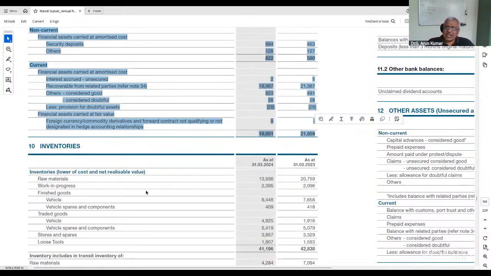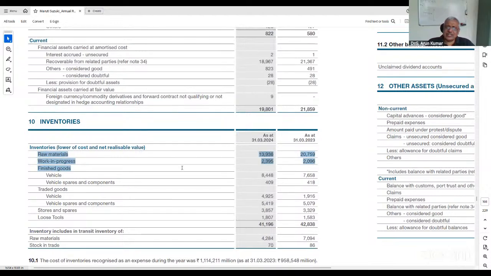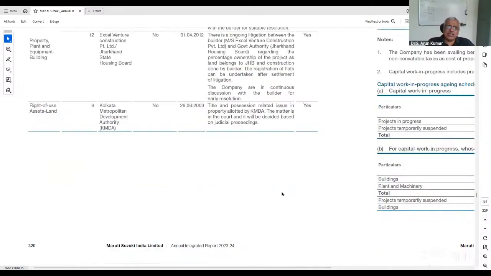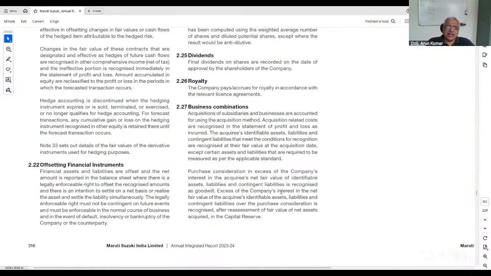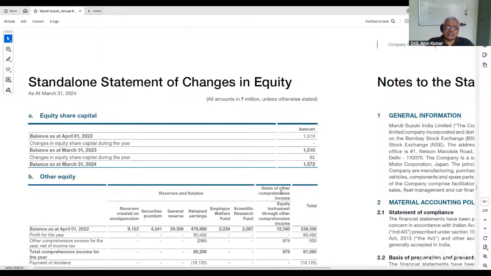Next, I go to the other assets out there. Other assets are your inventory. What is the raw material inventory you have? What is the work in process? What is the finished goods? What is the traded goods? And what is the loose tools? What is the stores and spares? And so on and so forth. All these details. Whereas if you go to the balance sheet out here, you will have only one word called inventory in that particular balance sheet.